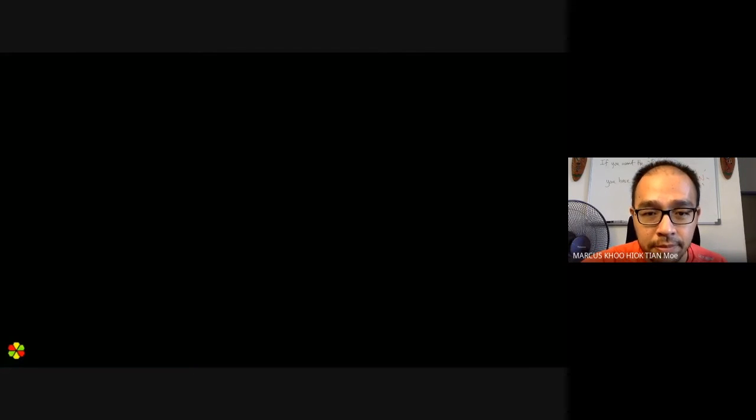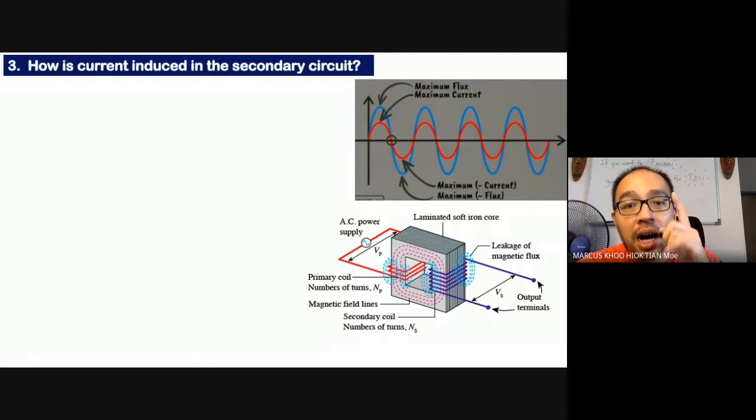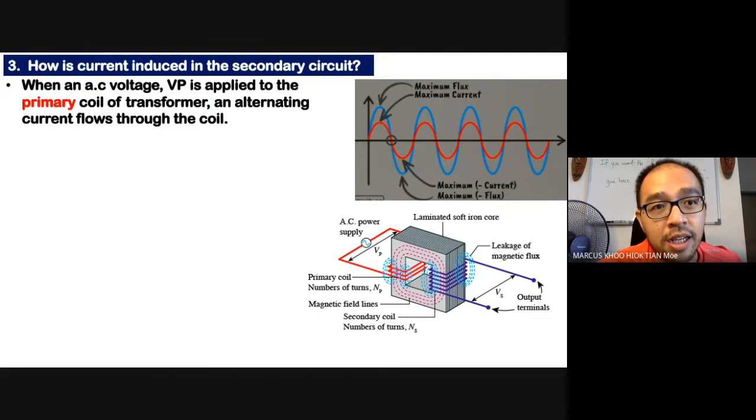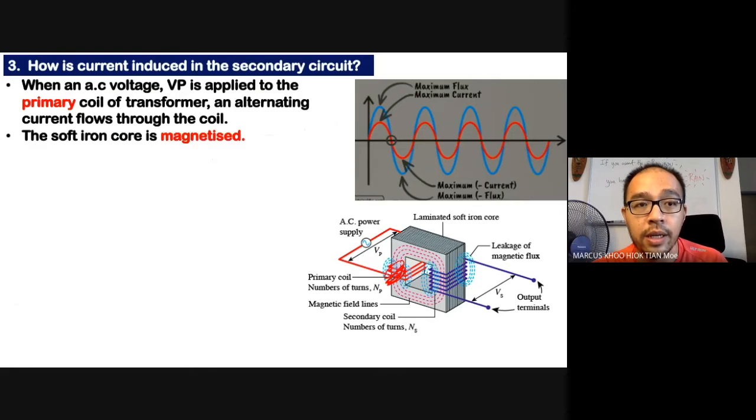Okay, let's go to this. How is current induced in a secondary coil? The working principle of a transformer. Number one, when an AC voltage Vp is applied to the primary coil of the transformer, alternating current flows through the coil. So this red color over here, alternating current flows through the coil. The soft iron core will be magnetized. When current flows over here, there will be a magnet, and this whole soft iron core, because it is a metal, will itself become a magnet. So it will be magnetized.